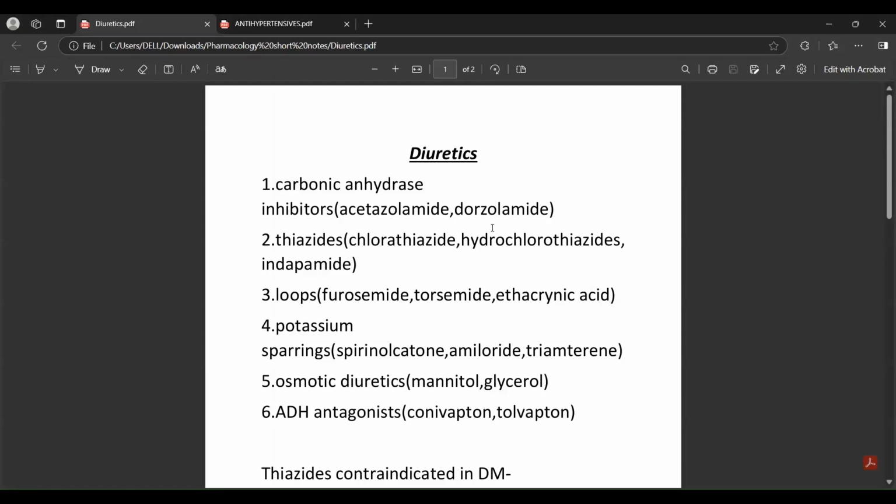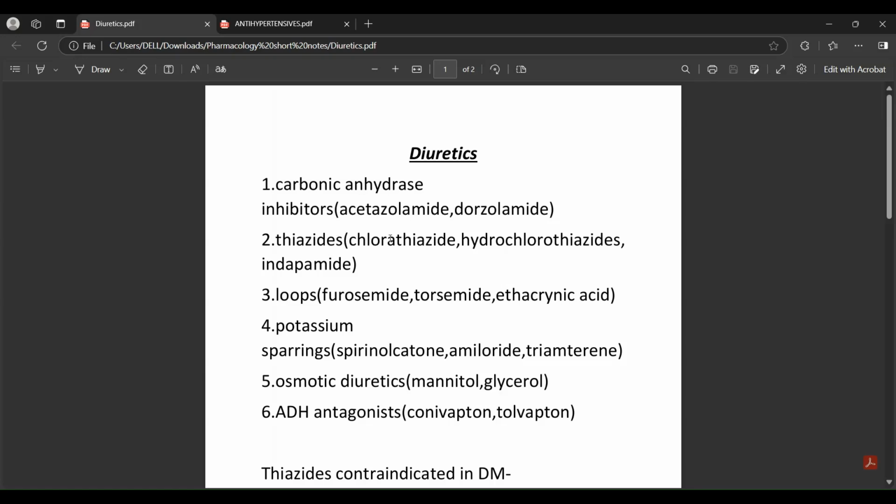Before we move into antihypertensive drugs, we have to know about diuretics. So, classification of diuretics: there are six main kinds. First is carbonic anhydrase inhibitors. They are acetazolamide and dorzolamide. Also, they all end with "-zolamide."